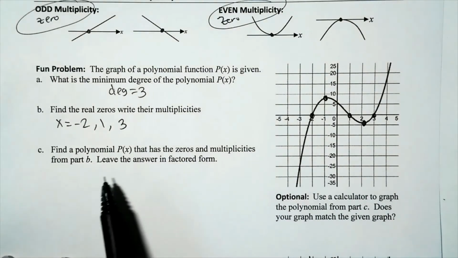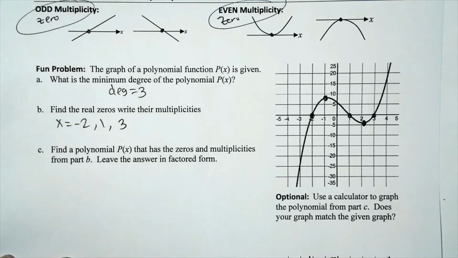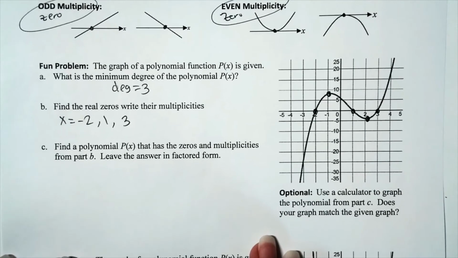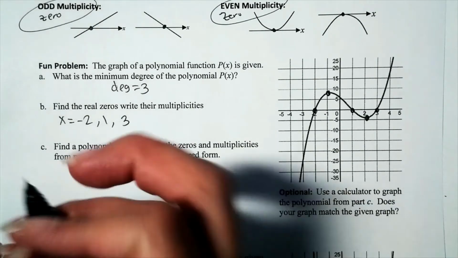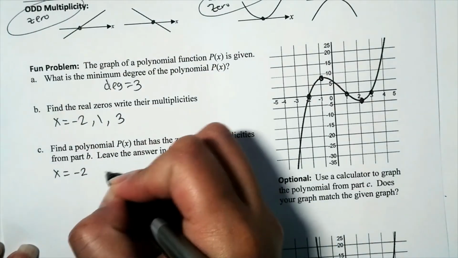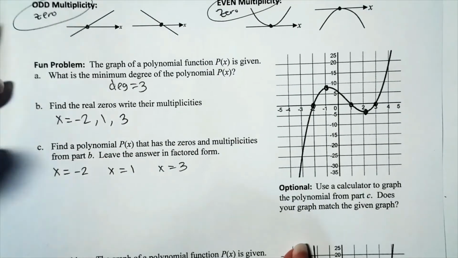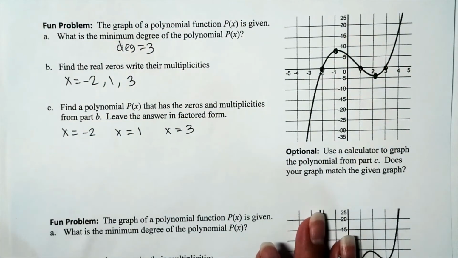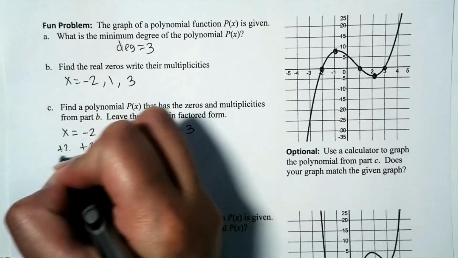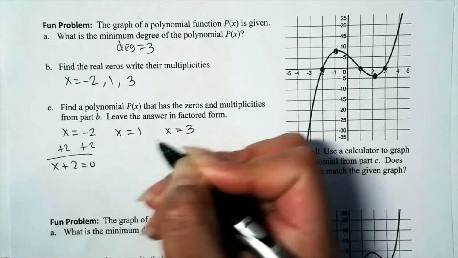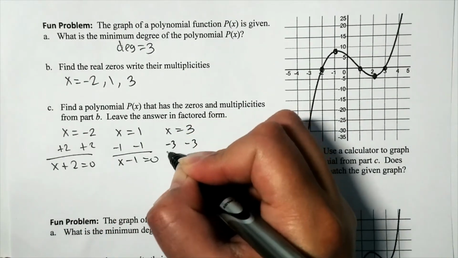Now it says find the polynomial p of x that has the zeros and multiplicities from part B. Leave answer in factored form. I know you can go straight to the answer, but I'm going to try to break it down for you. I'm going to list the zeros separately. So x equals -2, x equals 1, x equals 3. If these are the zeros, what are the corresponding factors? Let's set each equation equal to 0. For the first one, when we add 2 to both sides, that leads to a factor of x plus 2. The second one will lead to a factor of x minus 1, and the third one will lead to a factor of x minus 3.